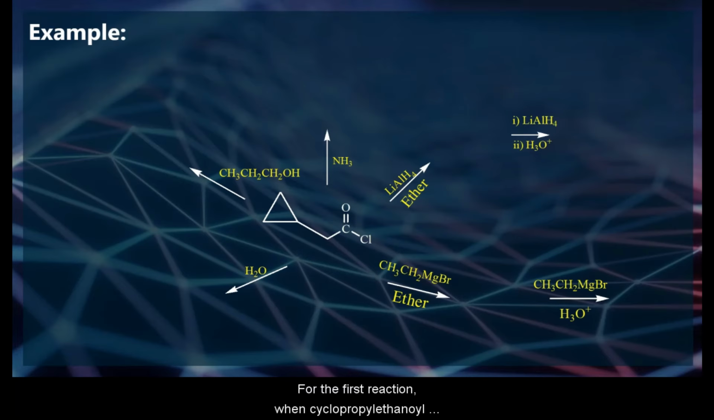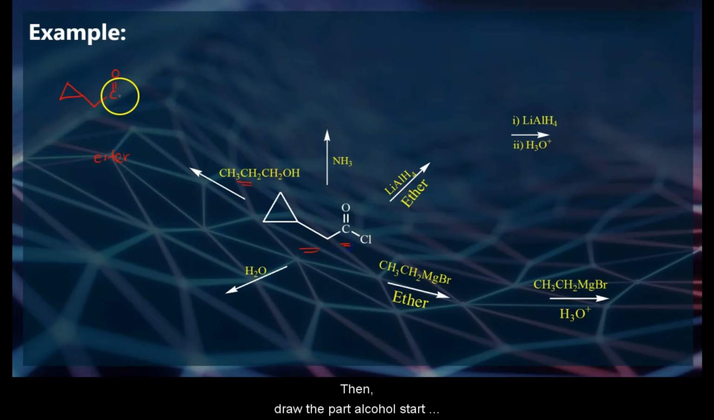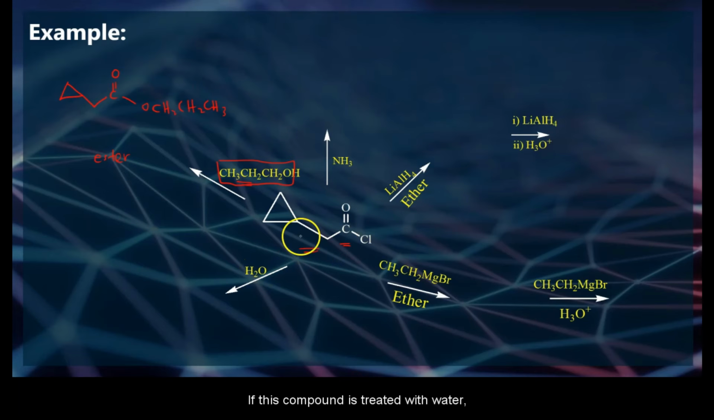For the first reaction, when cyclopropyl ethanoyl chloride reacts with propanol, it will form an ester. Simply drawing the product, first you redraw the structure of acid chloride until the part of C double bond O. Then, draw the alcohol part starting from oxygen until its alkyl group, as the oxygen is attached at C double bond O. Simply write.